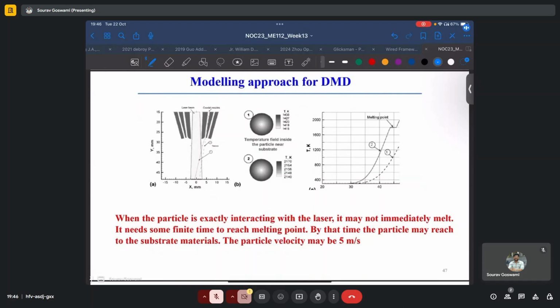So when the particle is interacting with the laser, it may not melt immediately. It needs some finite time to reach the melting point. By that time, the particles will already reach the substrate material of the molten pool, and the particle velocities may be of the order of 5 meters per second.